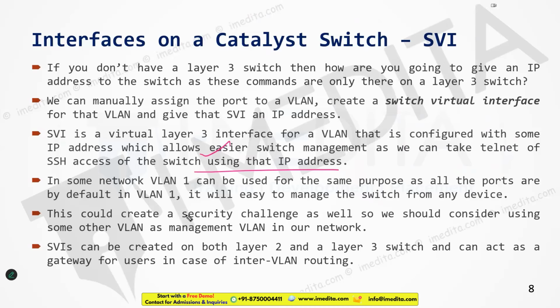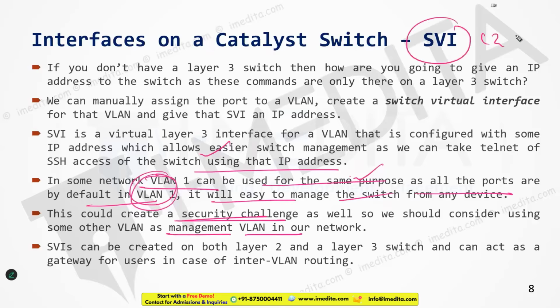If you want, you can use VLAN 1 for the management purpose, because by default all the ports are in VLAN 1. It will be easy to manage the switch from any device, but using VLAN 1 for the management purpose is going to impose some security challenges. So we generally consider using some other VLANs for the management purpose. And SVI is not a concept of a layer 2 switch, by the way. SVI can be configured on both layer 2 and layer 3 switches.